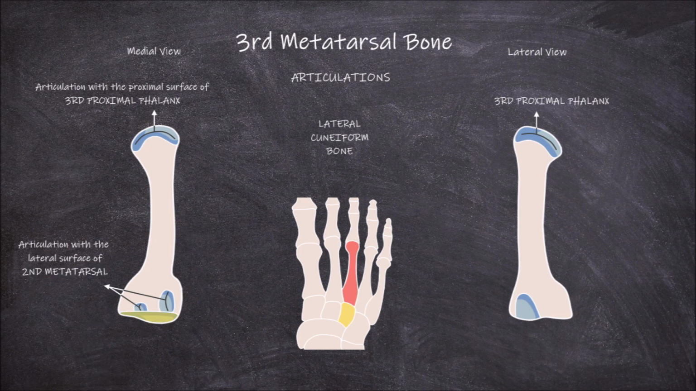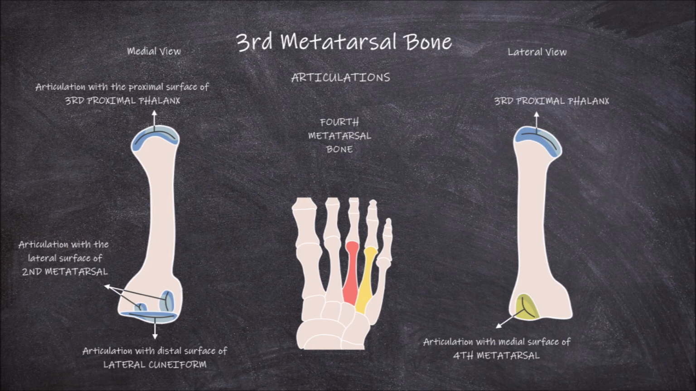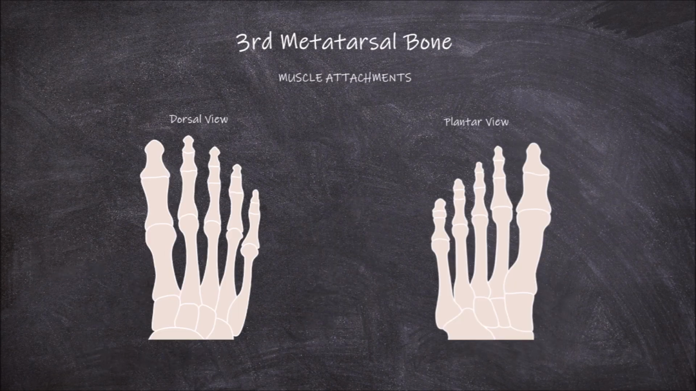A facet on the proximal surface of the third metatarsal articulates with a facet on the distal surface of the lateral cuneiform bone. The fourth and final bone the third metatarsal articulates with is the fourth metatarsal bone. A facet on the lateral surface of the third metatarsal articulates with a demifacet on the medial side of the fourth metatarsal. What about the muscles that attach to this bone?